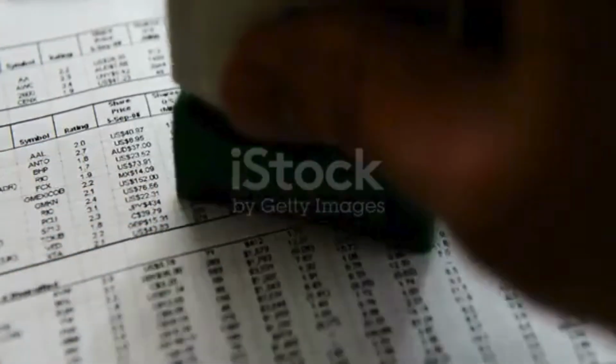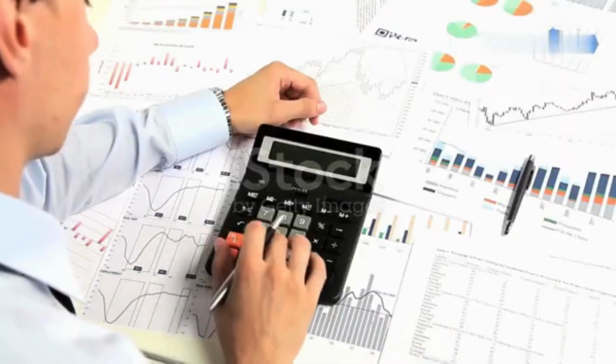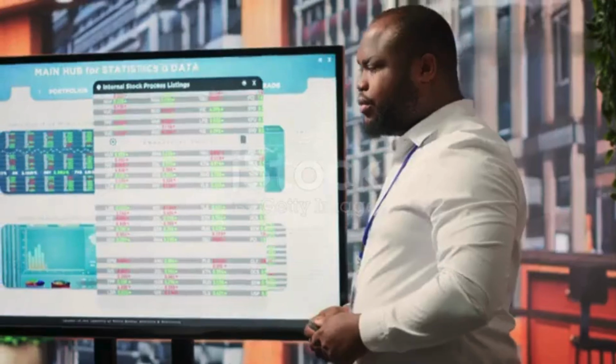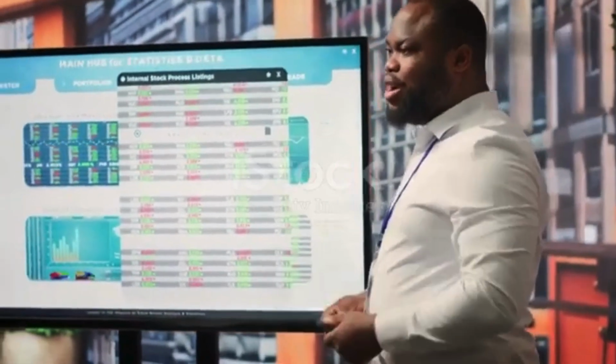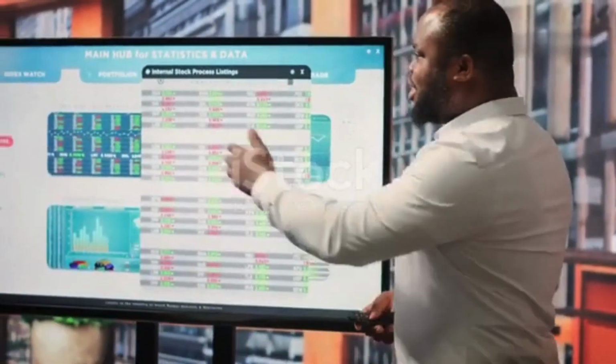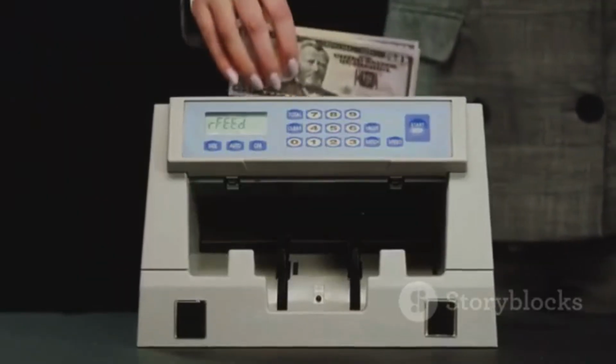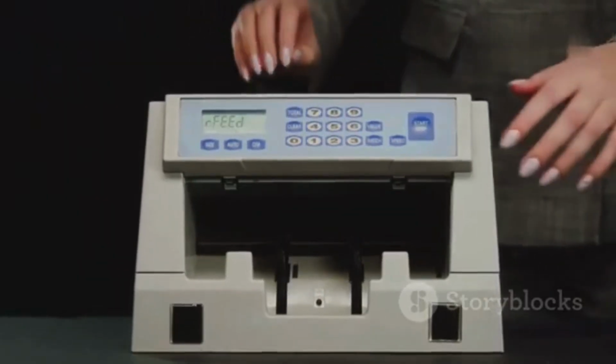Next up, we've got the income statement. This bad boy tracks a company's financial performance over a period of time, like a quarter or a year. It tells you how much money the company brought in, revenue, how much it spent, expenses, and what was left over, net income. Revenue is the money a company earns from its core business operations.